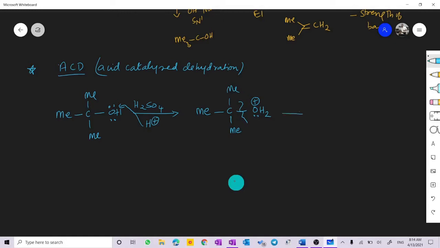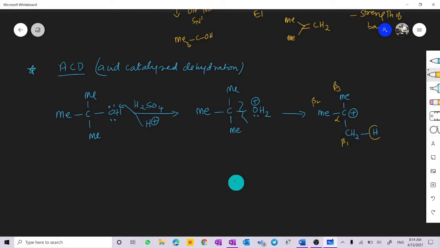So once this bond breaks, the carbocation will be formed here. The tertiary butyl carbocation will be formed in this reaction. Now, if I separate the beta protons for better understanding, suppose this is alpha, this is beta. So you have beta 1, beta 2, and beta 3.